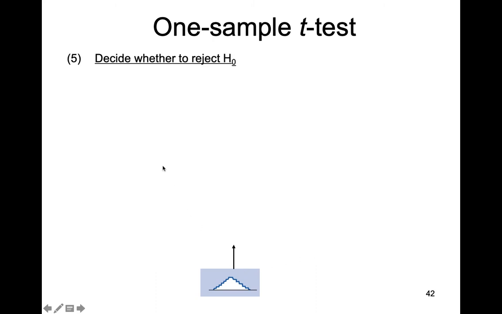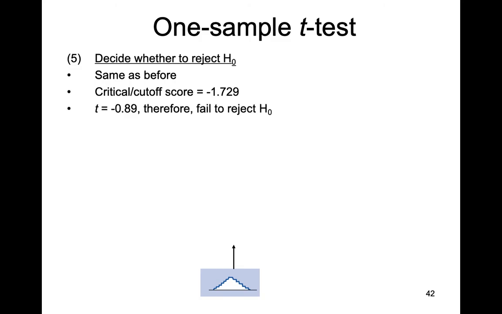All right, so let's decide whether we reject the null hypothesis. Same as before. Here was our cutoff score. Because we calculated a t of negative 0.89, we're going to fail to reject the null hypothesis. Why? Because this t is not extreme enough. It did not exceed the critical value in the expected direction.